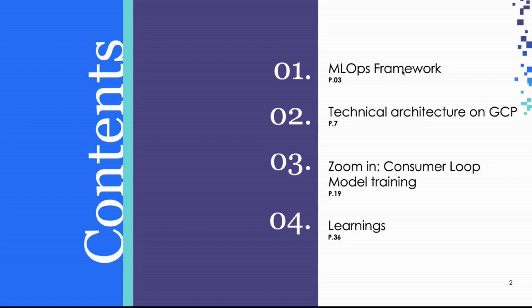And then Olesia will give you a big picture of how we implemented this on Vertex AI for a use case called consumer loops. She will explain what it is exactly. And then we'll end up with the learnings and takeaways.